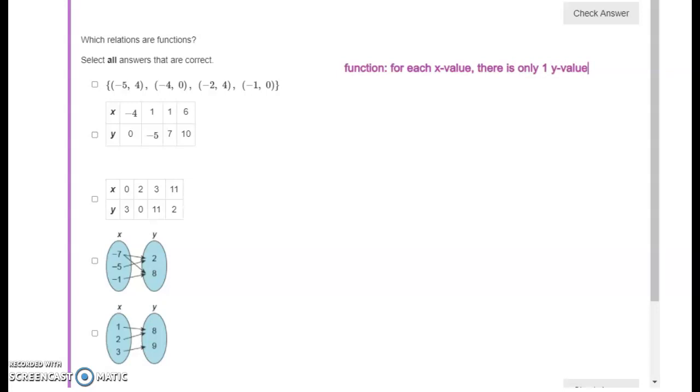And when we're looking at a table in particular, that basically means that x values cannot be repeated. So I'm actually going to look at the second example. This table's a little sideways, but it's easier to see.